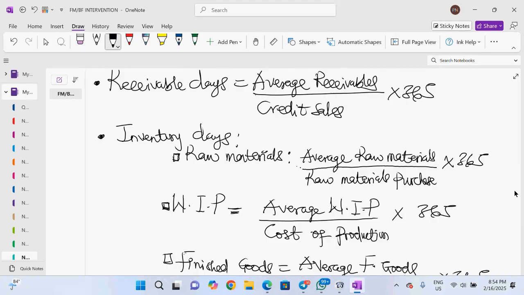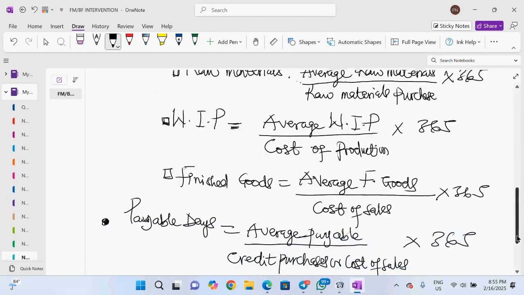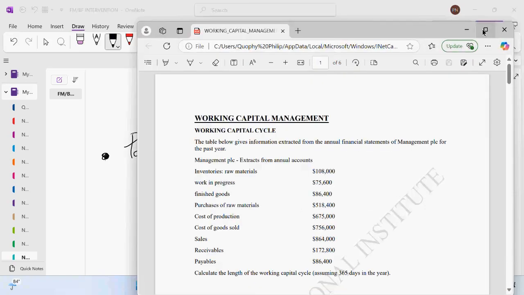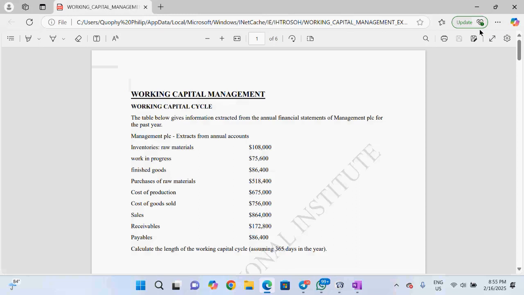Now, with this knowledge, we can take an example with these formulas. Okay, so let's go to the question. This is the working capital cycle. Can someone read for me? Someone should read for us.